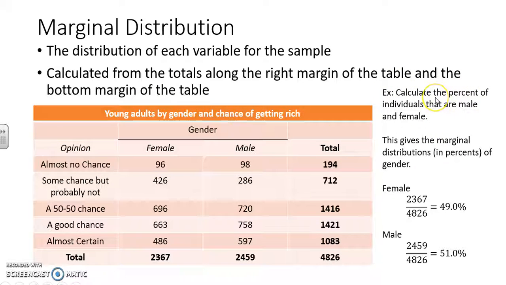We can find the marginal totals for gender by finding simply what percent of participants were female and what percent were male. If I divide 2,367 by 4,826, I get 49% and 51% for male. As you notice, these two percents should add up to 100%, as it represents all people in this sample. I want you to take a moment and figure out your marginal distributions for opinion. So this column here, you want to find your marginal totals.